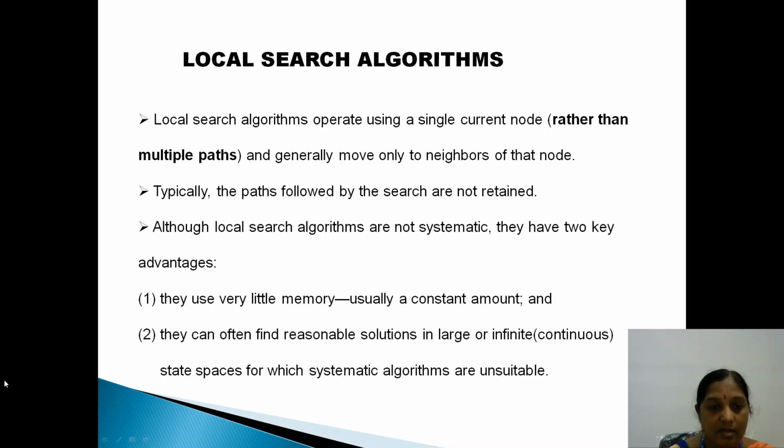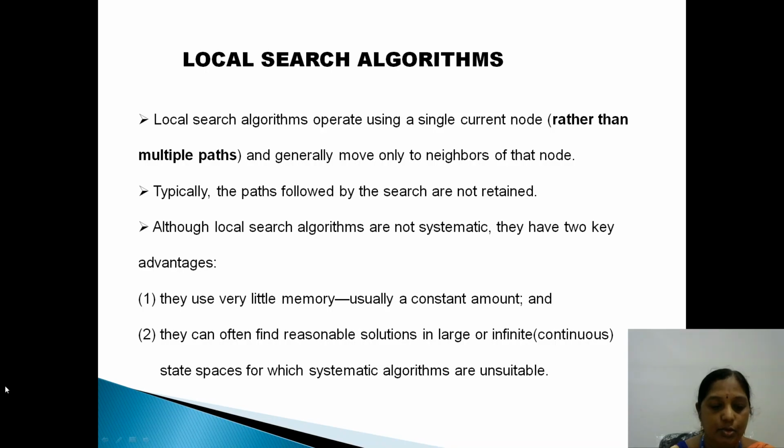That means there may be a number of paths that exist, but the main goal of this local search algorithm is the goal state. What is the current state and what is the goal state? And what are the advantages of this local search algorithm?